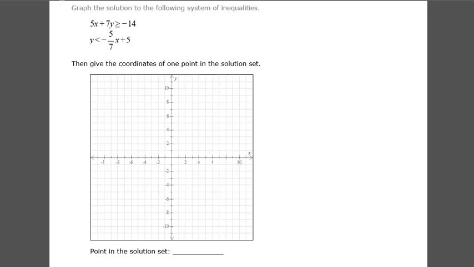Another system, graph the solution to the following system. 5x plus 7y is greater than or equal to negative 14, and y is less than negative 5/7 x plus 5. So remember, it's a good idea to start by putting them both in slope-intercept form. So the first inequality, 5x plus 7y is greater than or equal to negative 14, isn't in slope-intercept form. We have to solve for y. So I'm going to start by moving the 5x from the left-hand side to the right-hand side by taking its opposite.